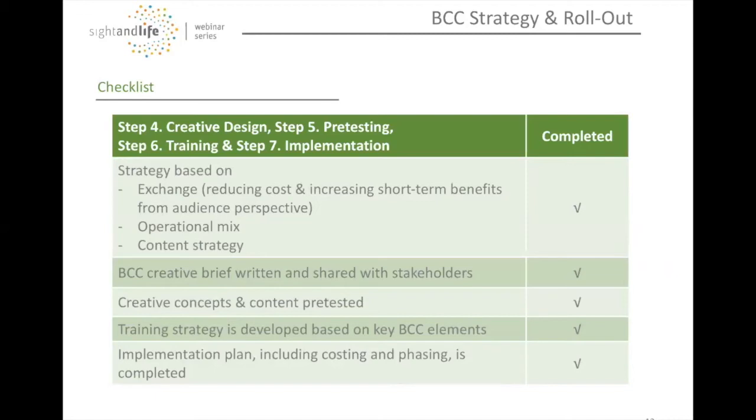So to me, if I could say that there is a key element in the BCC design process I would never ever skip, it would be the pre-testing. I would rather try to make the pre-testing as concise as possible, which you can do. You can pre-test in a couple of hours with a small sample.